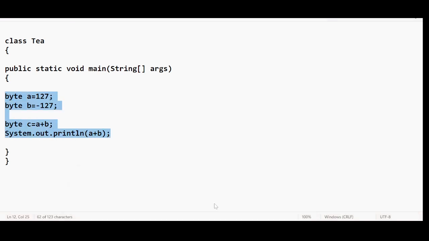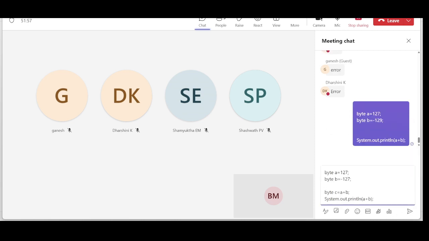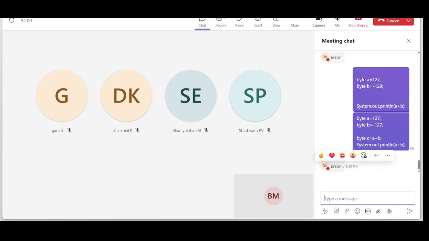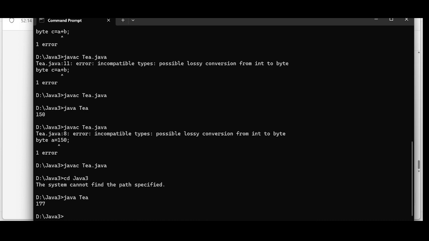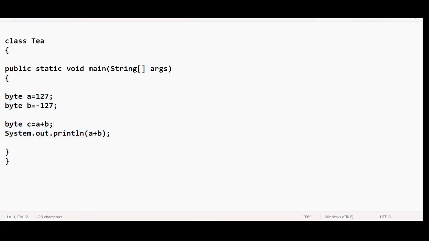Now if you are answering this, it means you are good with this subject, I mean, good with this byte data type. Error. Why error? Yes, exactly error. Let me repeat this explanation. This is a very famous interview question. Whenever you try to perform any mathematical operation on a combination of two byte data types, you cannot perform it.